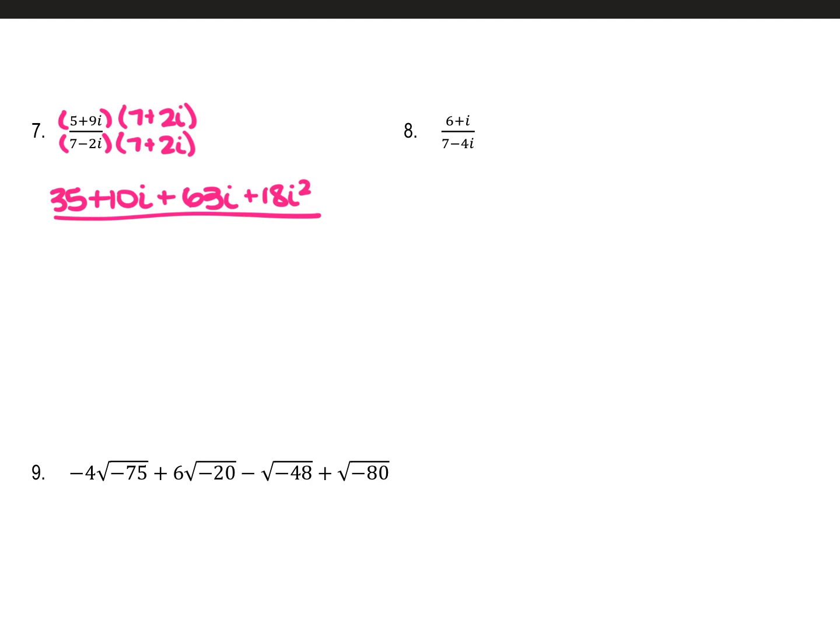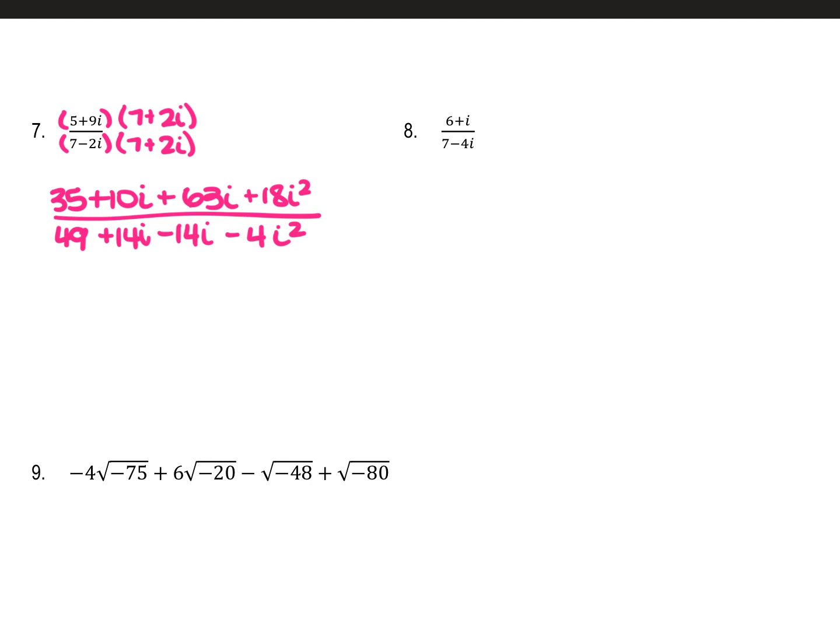Same thing with the bottom. You have two binomials that are multiplied together, so we'll FOIL them out. 7 times 7 is 49. The 7 times 2i is 14i. Negative 2i times 7 is going to give us a negative 14i. And negative 2i times 2i is a negative 4i squared.